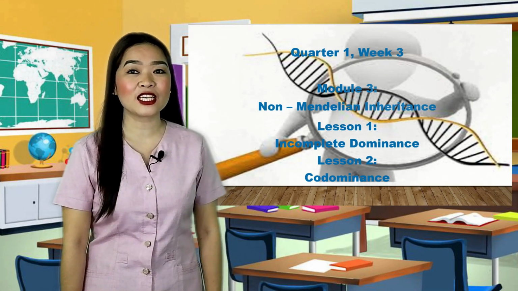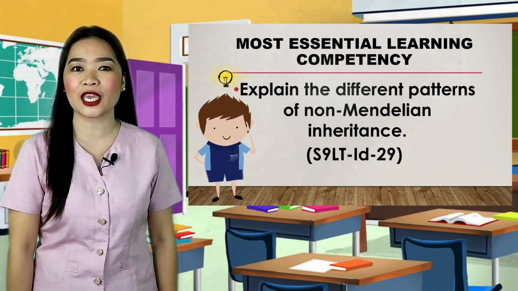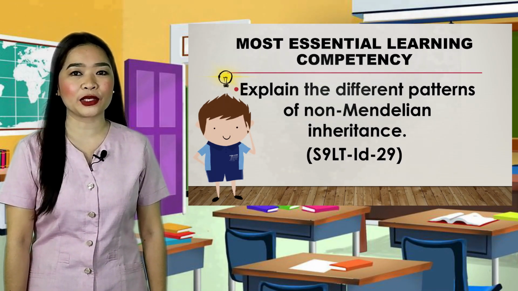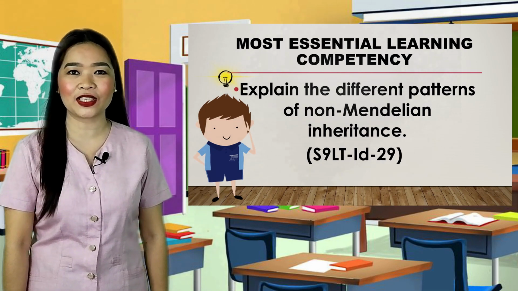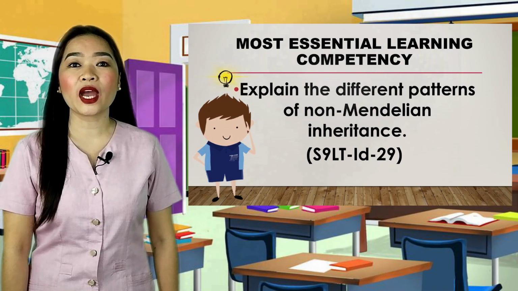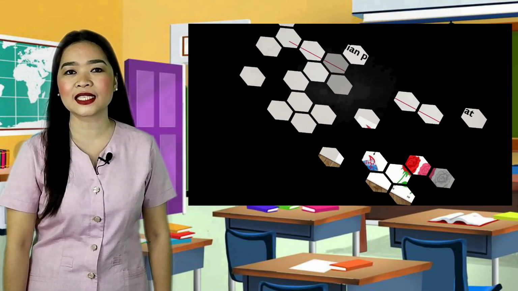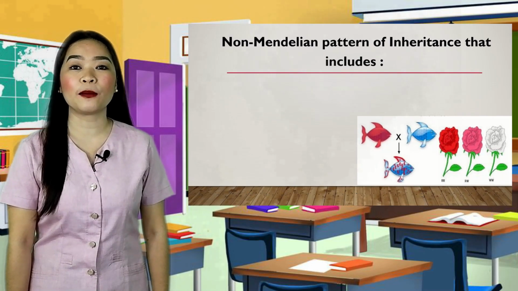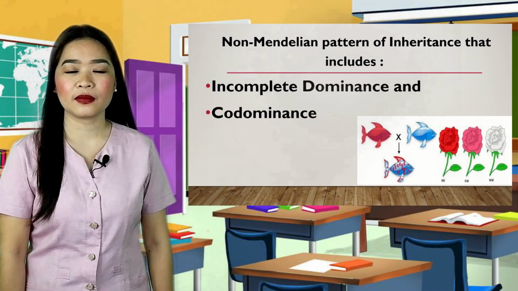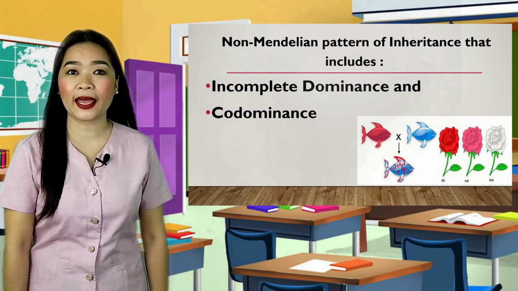The topic is based on the most essential learning competency of the Department of Education, which is to explain the different patterns of non-Mendelian inheritance. From this competency, we are going to learn non-Mendelian patterns of inheritance that include incomplete dominance and codominance. At this point, prepare your notebook and your pen.